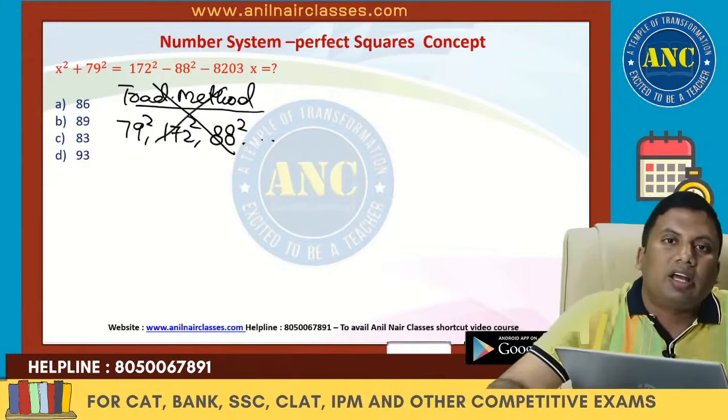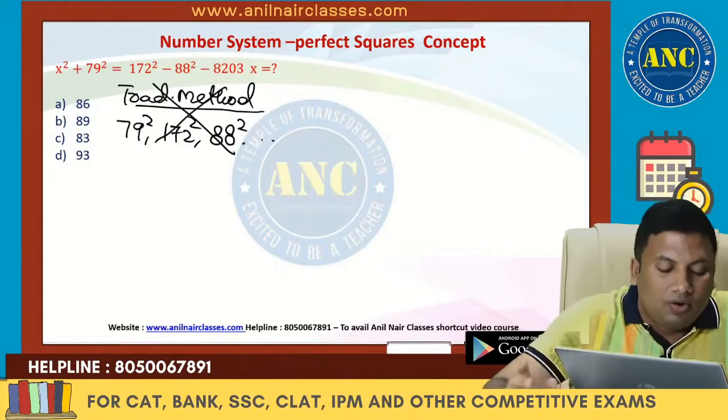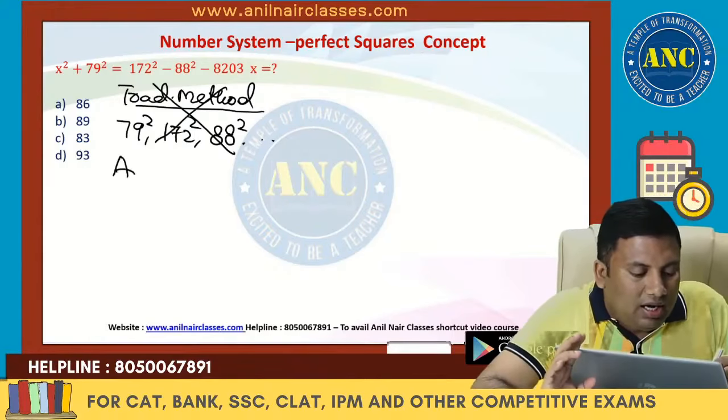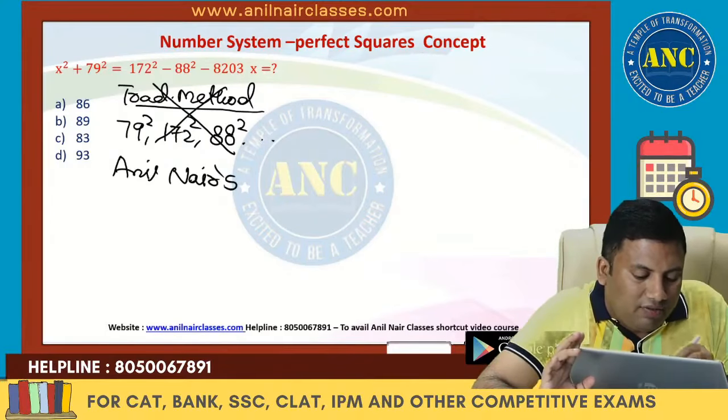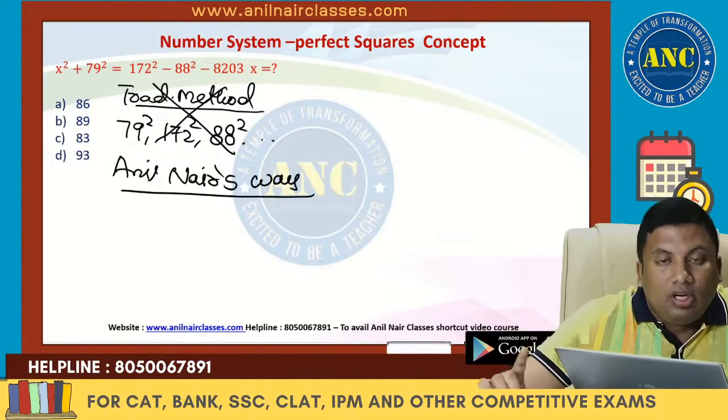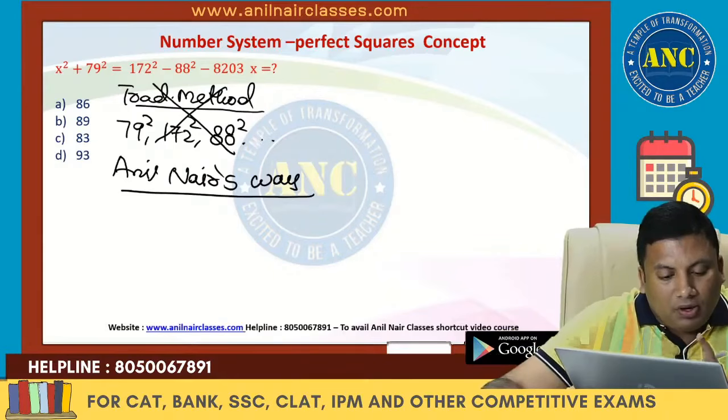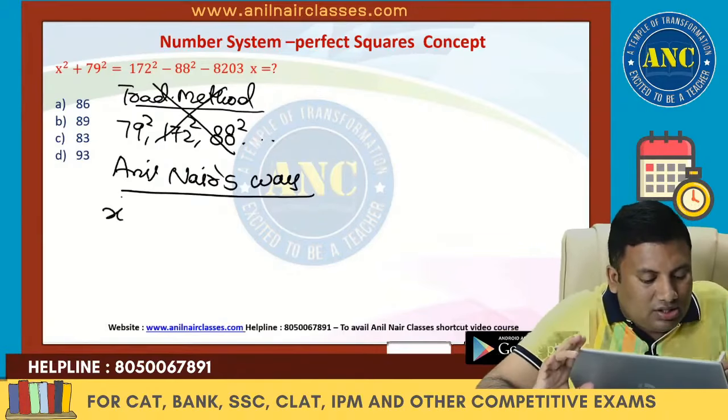That is not what I am interested in. That is what you are also not interested in. Anil Nair's way of solving. How will I solve this question? Listen carefully. As I told you, for every simplification problem, the focus point for me is the number tree. X square, 79 is an odd number.